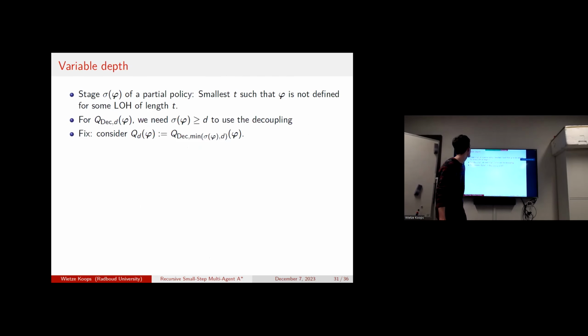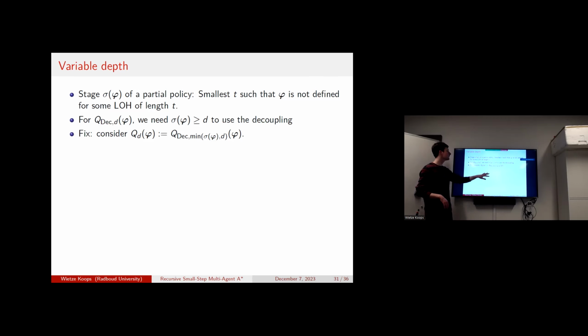So that's this slide. We define the stage of a partial policy as the smallest t such that phi is not defined. I'm confused. I think it should be: there exists a local observation history of length t such that phi is not defined, because this is an ambiguous way to write that. But initially the stage is 0. Then once you have specified all the actions that the agents take in the beginning, the stage is at least 1, etc.